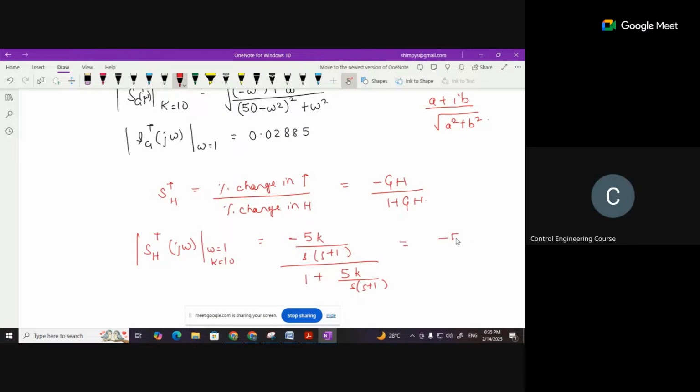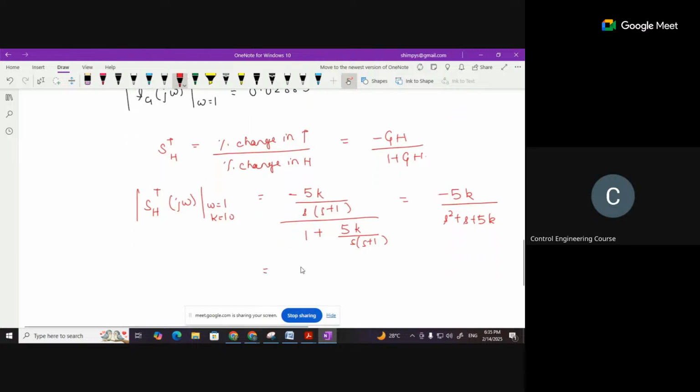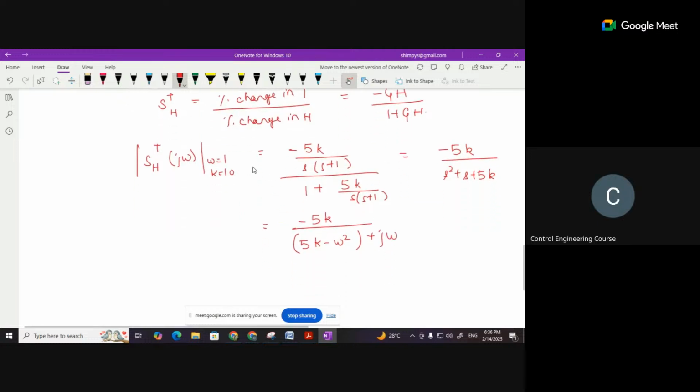what it will be, minus 5k divided by s square plus s plus 5k, and putting these values, what I'll get, let us see, minus 5k divided by 5k minus omega square, right? And this will be plus j omega. So taking the magnitude at omega equal to 1 and putting the value of k as 10, what I'll get?